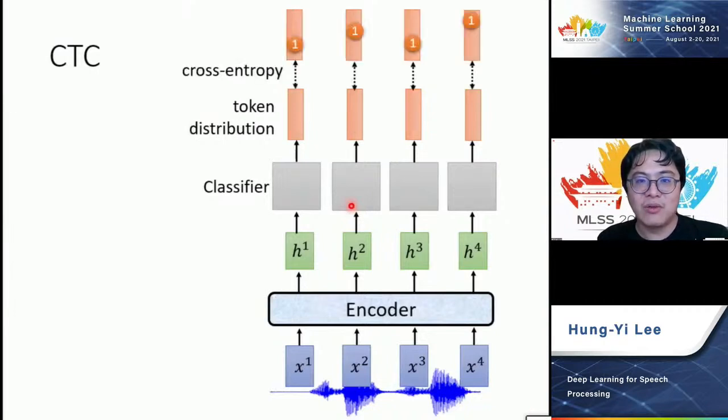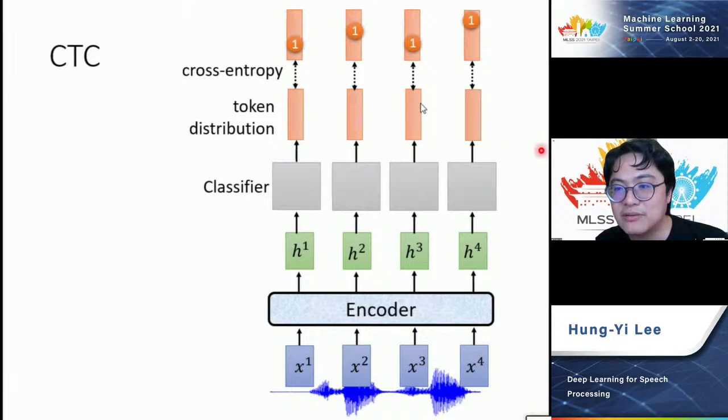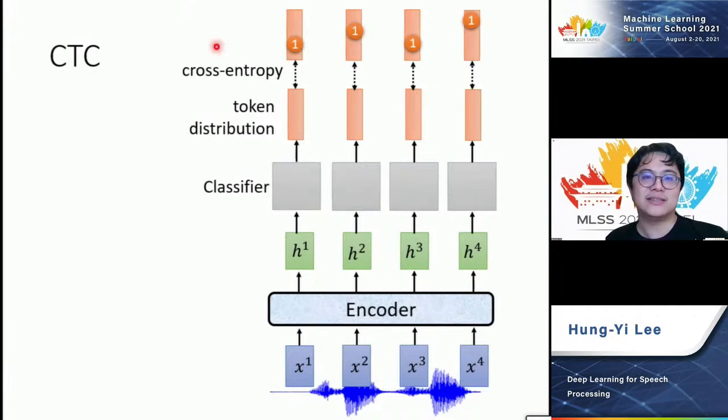However, to train CTC, there is an issue. Because as you know, all the classifiers here need a ground truth. Here we input 4 acoustic features, then you need the ground truth for each acoustic feature.